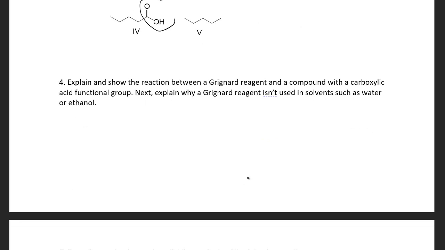Alright, to explain a short reaction where a Grignard reagent is used on a compound with a carboxylic acid functional group. So let's have a compound with a carboxylic acid functional group like acetic acid or ethanoic acid and have our, let's say, CH3MgBr, so our Grignard reagent's already prepared. In the second step, we'd work it up with an acid like H3O+.